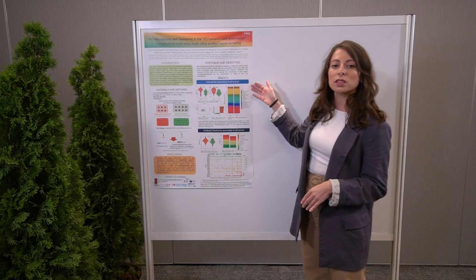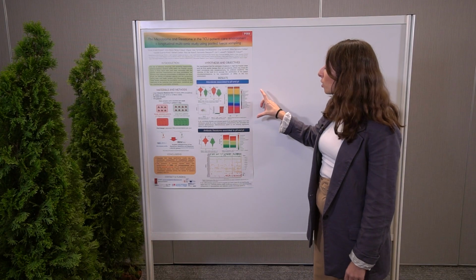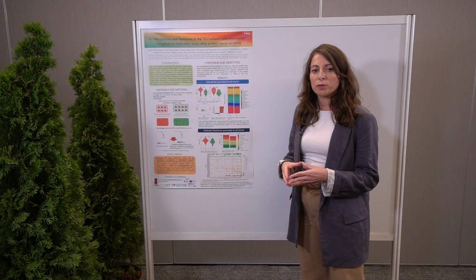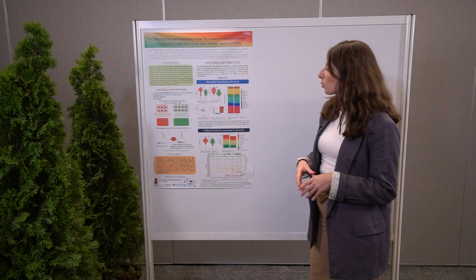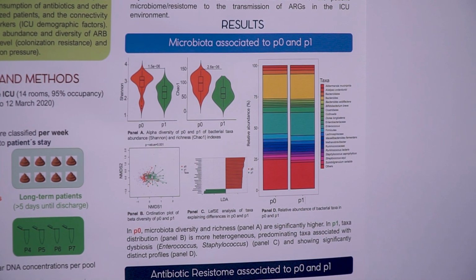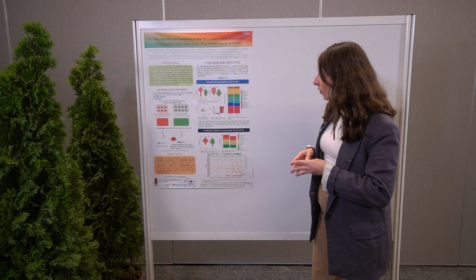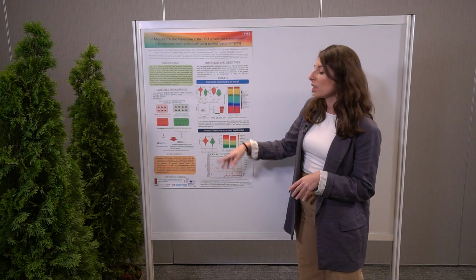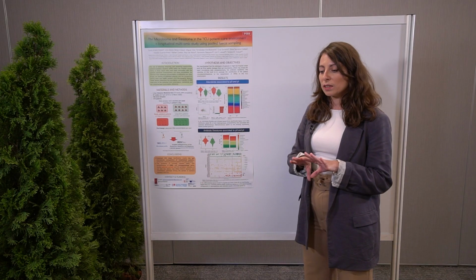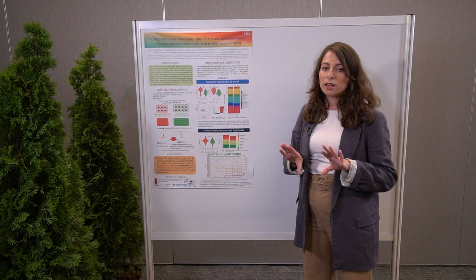Looking into the results, if we focus first on the microbiome section, we can see here in panel A the alpha diversity of those pooled sample groups, in which the newly admitted patients had higher diversity and richness than the long-term patients. Also, we analyzed the beta diversity that you can see in this ordination plot from panel B, in which the taxa distribution of those groups was significantly different, with long-term patients more heterogeneously distributed within this taxa distribution.